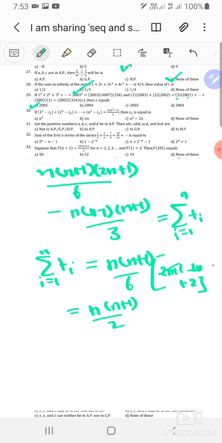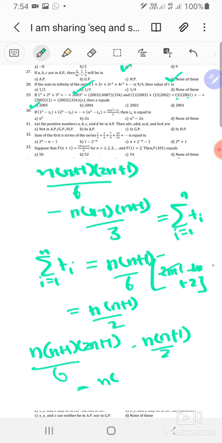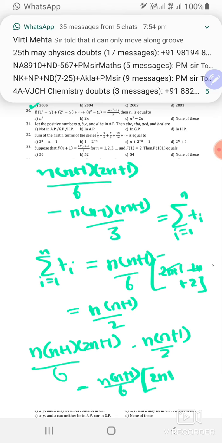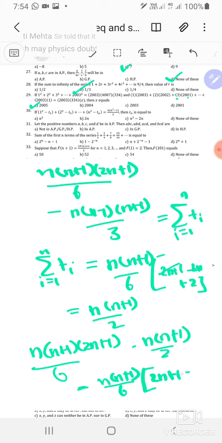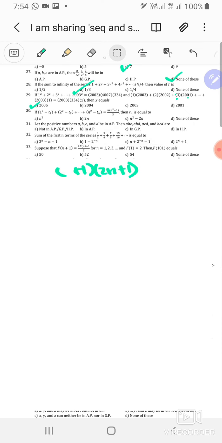That is weird. So n(n² − 1)/3, let's just check it out. So n(n + 1)(2n + 1)/6 minus n(n + 1)/2 has to be n(n + 1)/6 times (2n + 1 minus 3). So that's just minus 2, so that has to be n(n² − 1)/3. That is exactly what we got over there. So yes, Tn has to be n, but it's not over there, so none of these should be the correct answer. Okay, let's move on. So this is none of these.